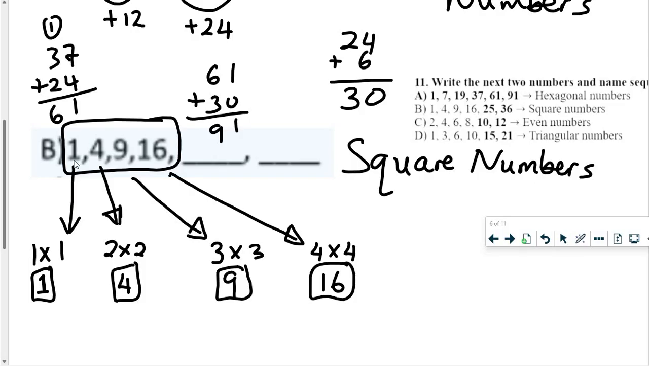So quickly, the first number, 1 into 1, is 1. The second number, 2 into 2, is 4. The third number, 3 into 3, is 9. The fourth number, 4 into 4, is 16. To get the fifth number, you do 5 into 5, which is 25. So the missing number here is 25.